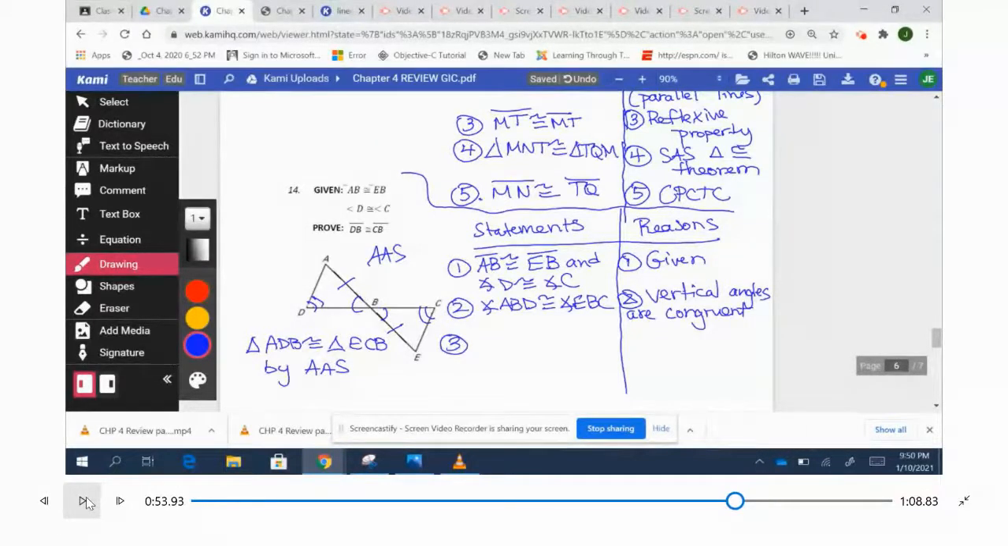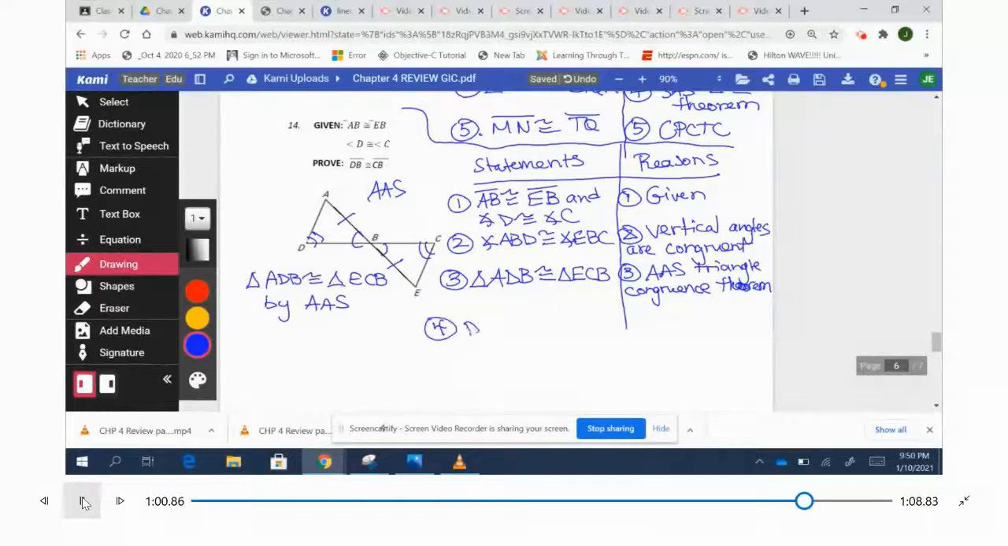Please don't just say vertical. Vertical angles are congruent. Write it out. Now we're going to say the triangles are congruent by angle, angle, side. And now DB is the same as CB by CPCTC.